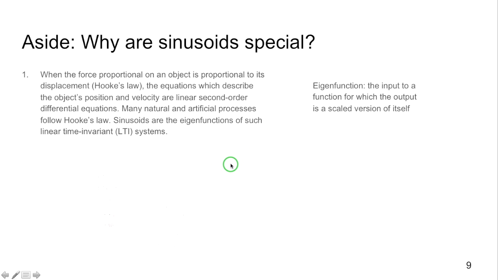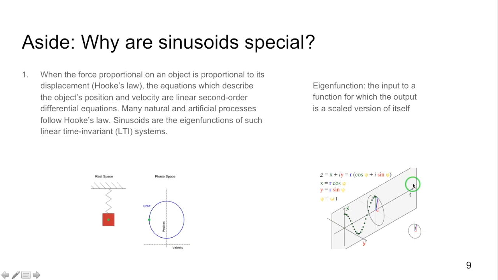So let's illustrate that a little bit. Here we have our spring system and our object, and plotted are the object's velocity and position. It's forming a circle in this two-dimensional phase space. And if we add time to this and plot that trajectory, we end up with our sinusoid.